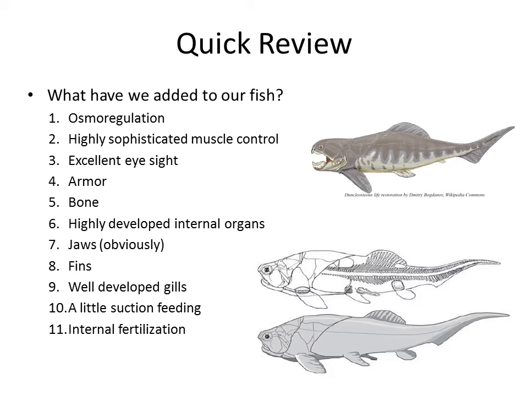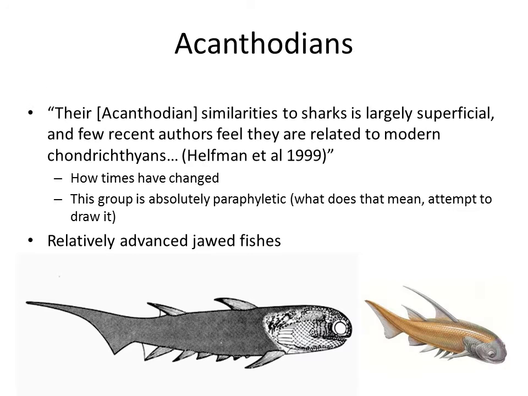We've got lots of fins. We have very, very well-developed gills, probably some form of suction feeding, although big heads like this are hard to manipulate to do lots of suction feeding. And we have this cool thing called internal fertilization, which we will gain and lose in evolutionary time. And what don't we have yet within the group? So what things have we not acquired yet?